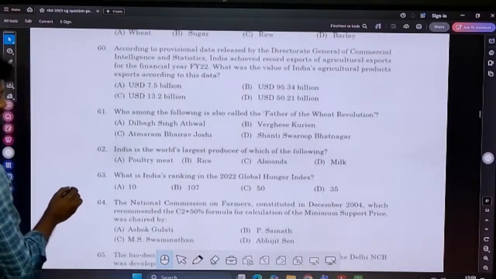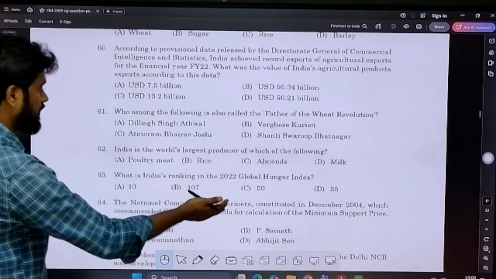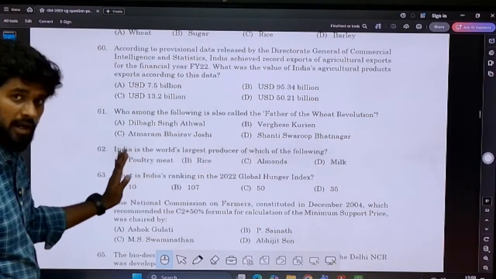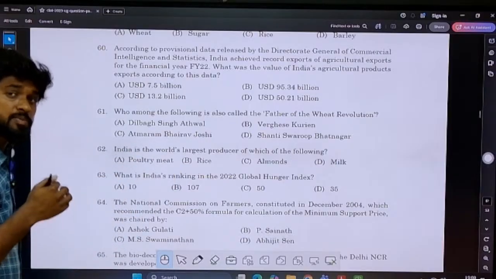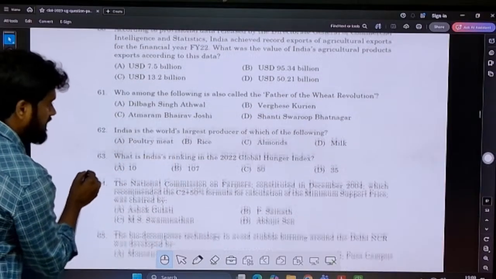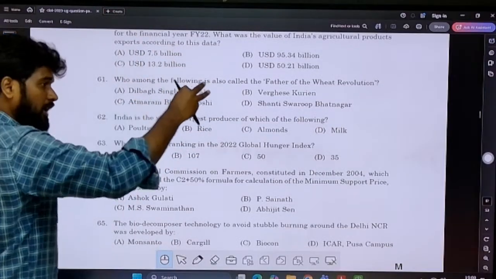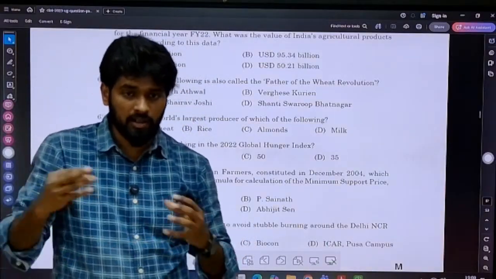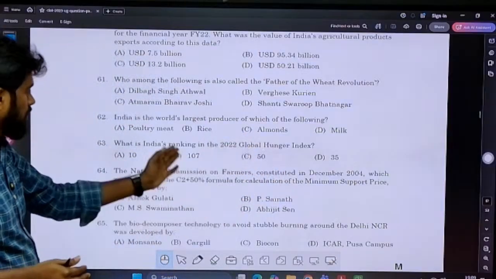India is the world's largest producer of which of the following? Poultry, wheat, rice, almonds, and milk. This is one thing you have to know with respect to milk, poultry, meat. Actually, meat is one thing, red meat is something where India is exporting a lot. Next one. What is India's ranking in the 2022 Global Hunger Index? Because he asked about agriculture, whether agriculture in India is sufficient or not, and if not, how many people are in hunger. That is what they are talking about. According to the Global Hunger Index, what is India's rank?